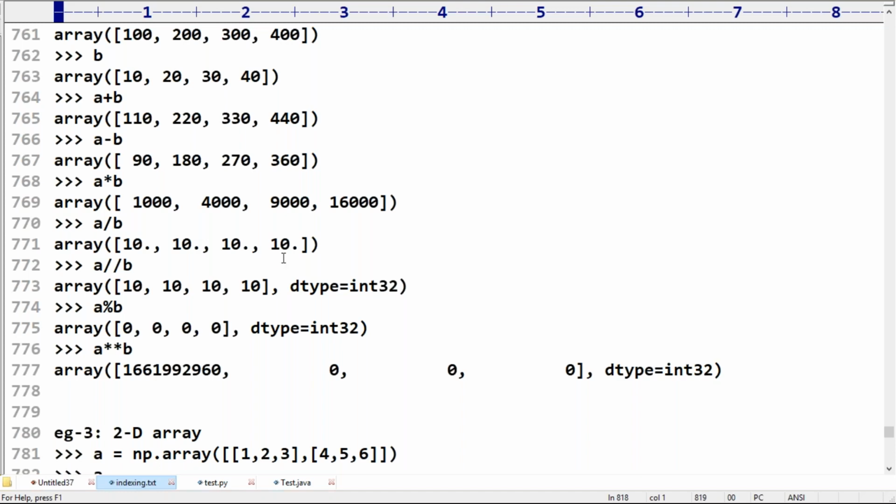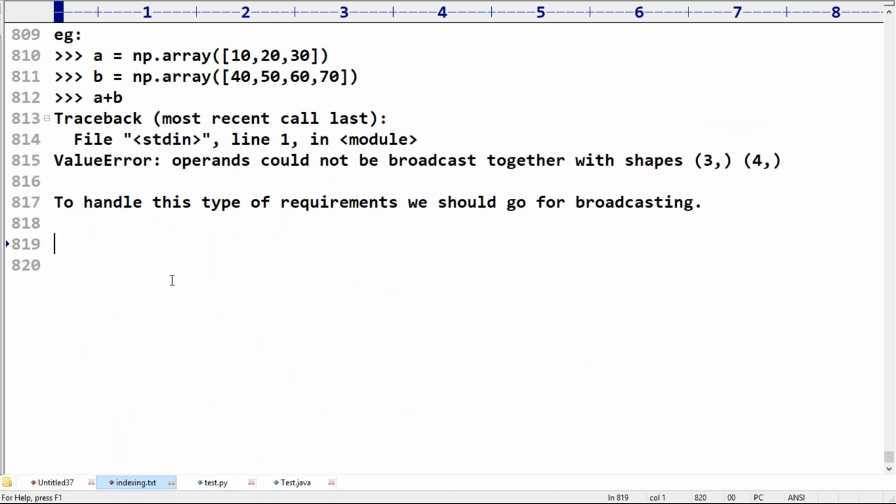Next, one more note. If I want to perform arithmetic addition, what symbol do we use? We use the plus operator. Instead of using plus, the function form is also there. The NumPy module contains the add function for that.